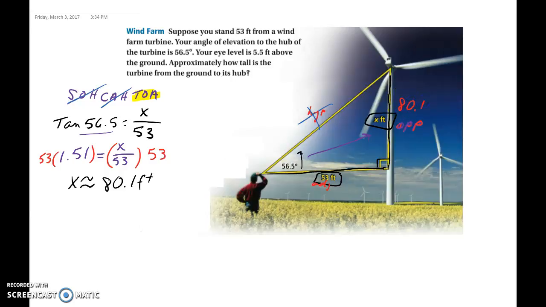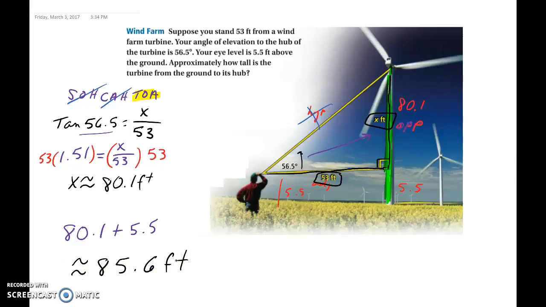But they want to know what the distance is of the entire turbine. They want to know the height of this entire turbine. So it's not just 80.1, because we know that your eyesight is 5.5 feet above the ground. So that means this portion is 5.5. So to get this final answer, you would have to do 80.1 plus 5.5, and that will give you approximately 85.6 feet. So that means the turbine is approximately 85.6 feet.